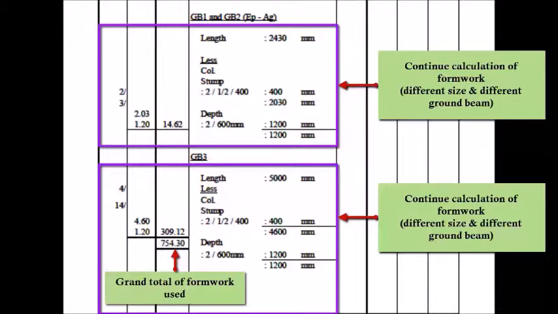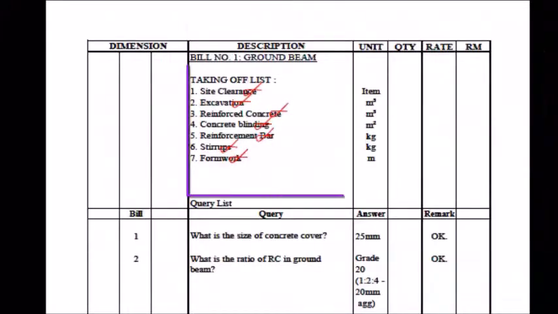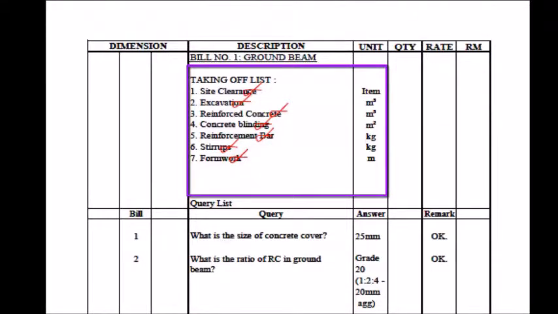Then, this will be the end of the ground beam quantity measurement. Please remember to look back to the taking off list, check every part of the subtopic of the measurement that has been calculated, and mark it with a red pen.